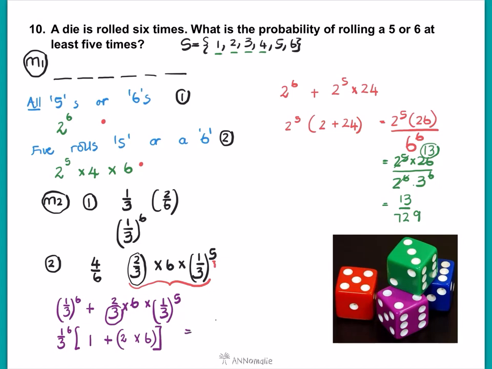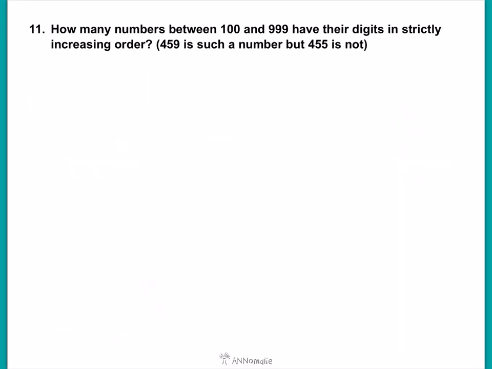And that gives us once again the same answer, 13/729. Here is quite a tedious problem. Let's look at two different methods, where the first one's quite a bit of work.